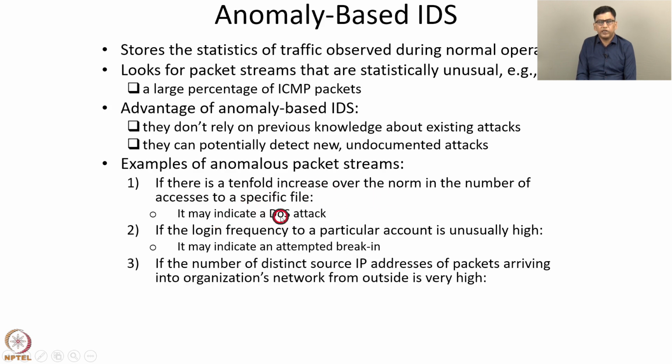If the number of distinct source IP addresses of packets arriving into the organization's network from outside is very high, then that may indicate a distributed denial of service attack. We discussed earlier how a distributed denial of service attack is performed. An attacker initially compromises a lot of hosts and enrolls them in what is known as a botnet, and packets are sent from all these compromised hosts to the victim. So, in a distributed denial of service attack, the number of source IP addresses of packets arriving into the organization's network from outside will be very high, and this can be used to detect the attack.